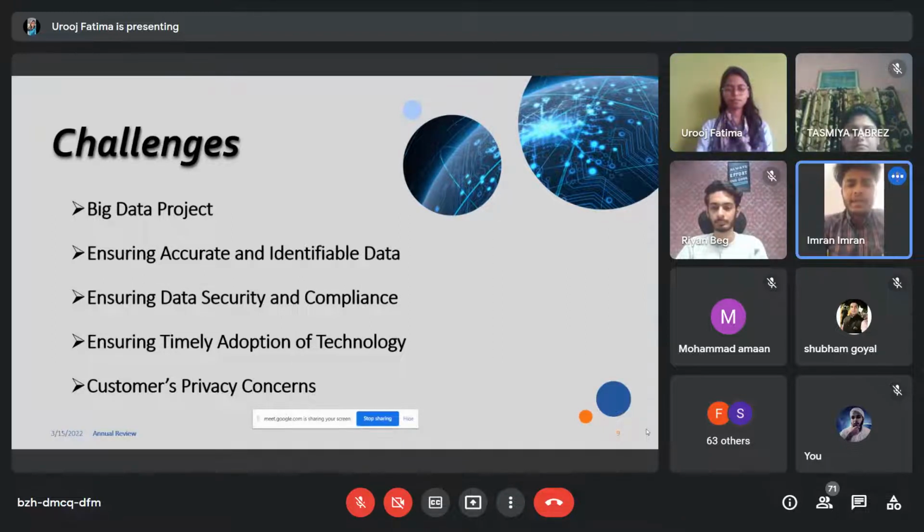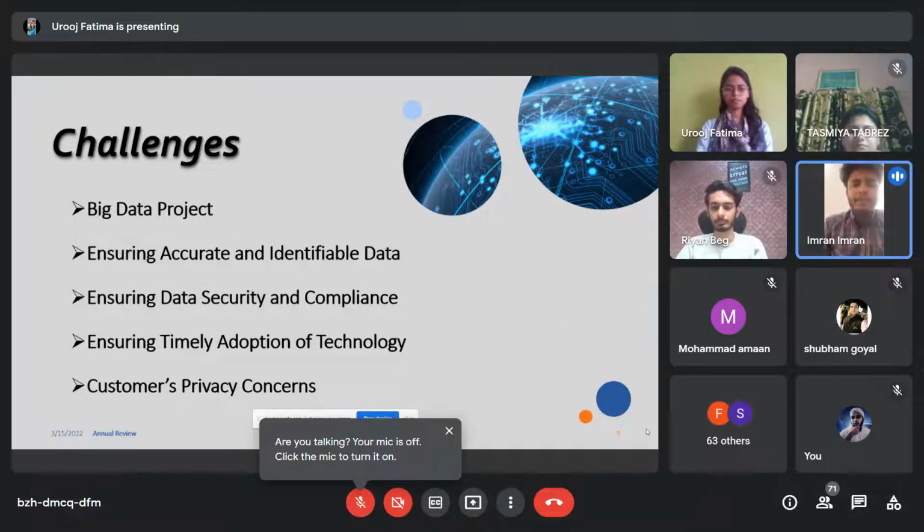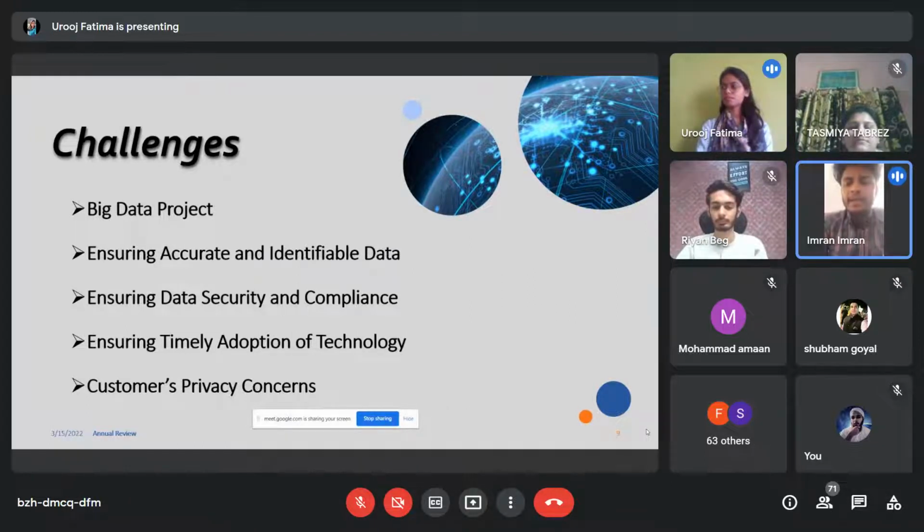The last challenge is customer concerns over privacy. The customer concerns over privacy delay the retailer from implementing big data applications because it can prevent retailers from using customer data for specific operational decisions.